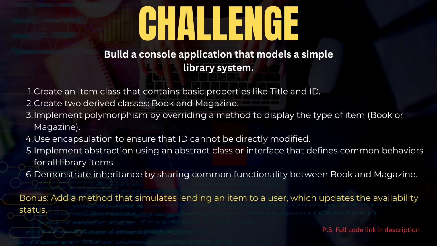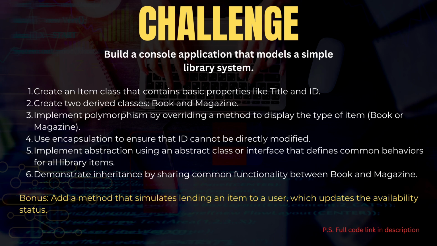It's challenge time. Now that you've learned about the four pillars of OOP, it's time to apply what you've learned. Here's your challenge. Build a console application that models a simple library system. Requirements. Create an Item class that contains basic properties like title and ID. Create two derived classes, Book and Magazine. Implement polymorphism by overriding a method to display the type of item, book or magazine.